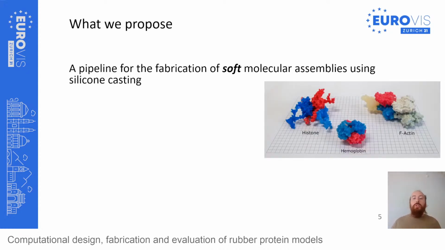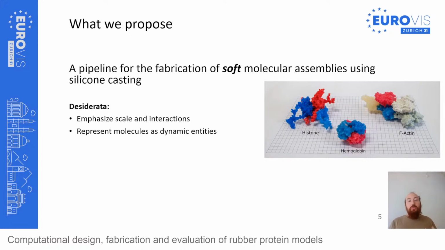In particular, we want to focus on the representation of proteins at a constant scale to emphasize their scale and interaction relations, and on their flexibility, and this is why we chose to use soft materials like silicon. We also want to use a fabrication technique that allows us to scale in numbers, because say that you want to use these models in a classroom environment, you will probably need to distribute them to 20 students. And so you want to have an efficient way of fabricating them.